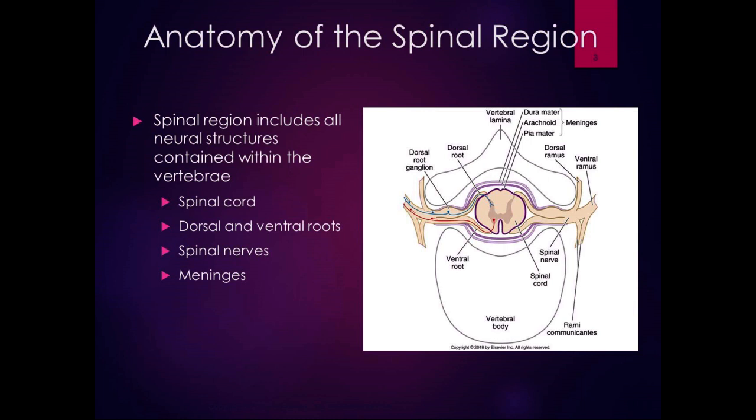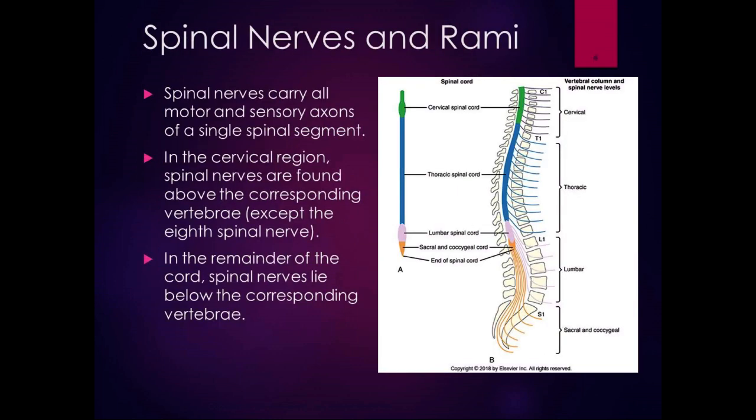The spinal nerve is formed of axons from the dorsal and ventral roots, and the division of the spinal nerve into dorsal and ventral rami marks the transition from the spinal into the peripheral region, and then we're out there in the periphery. So spinal nerves carry all of the motor and sensory axons of a single spinal segment.